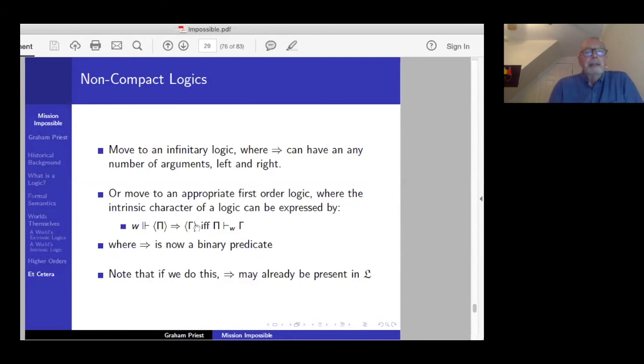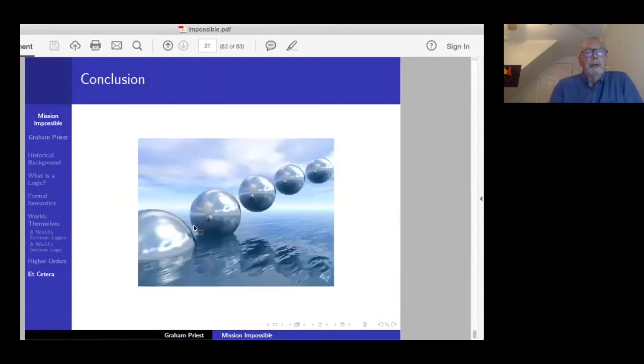So let me wind up. Look, what I've been trying to do in this talk is give you a definition of what an impossible world is. And I've tried to do this in such a way that it's not committed to any one particular logic. The construction is neutral with respect to that. You can plug in your favorite logic, whatever that is.